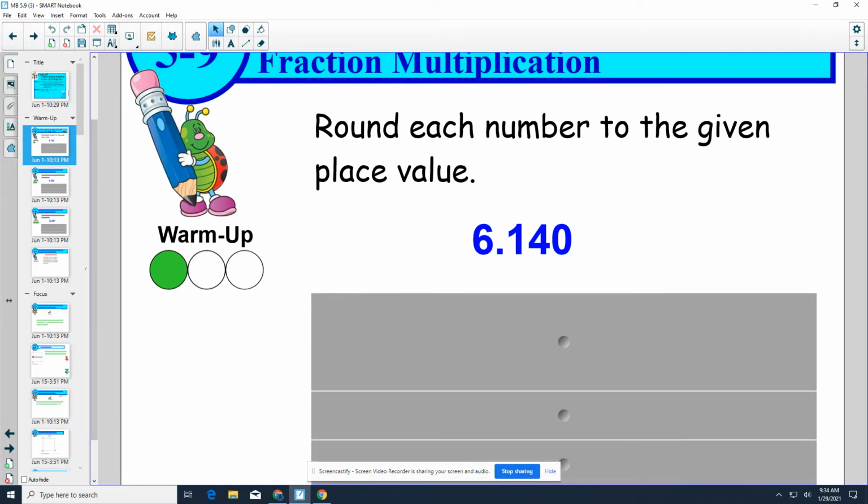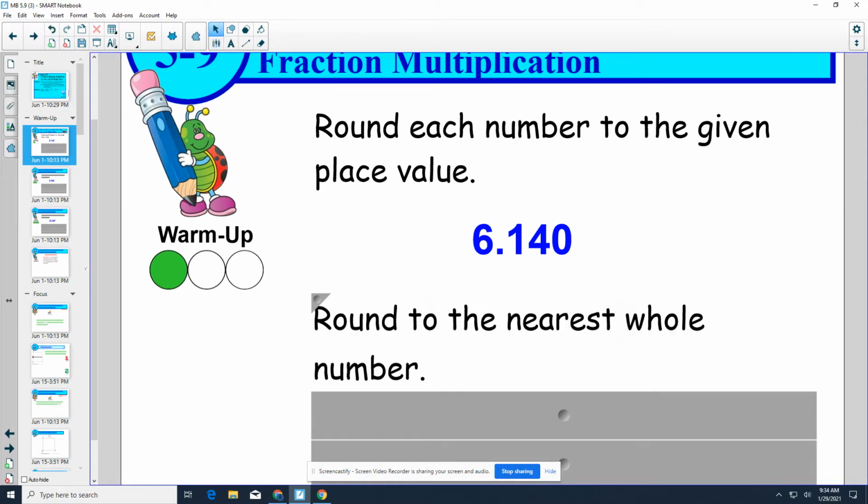Okay, it tells us to round each number to the given place value. So let's look here. Our first one says to the nearest whole number. So I look at the whole number, which is to the left of the decimal. It's 6. And then I look to the right and I see in the tenths place it's a 1. So I'm going to round to the nearest whole number. I'm going to actually round down. It's closer to 6 than it is to 7.